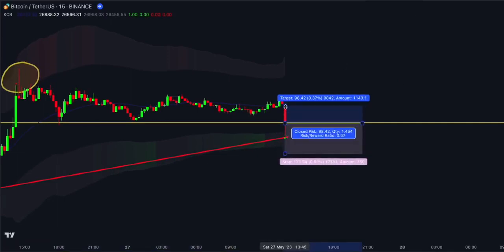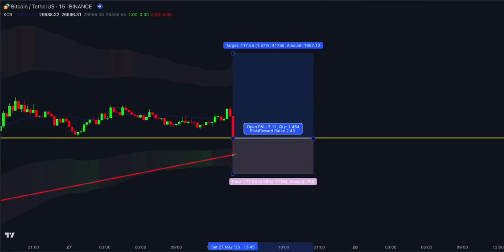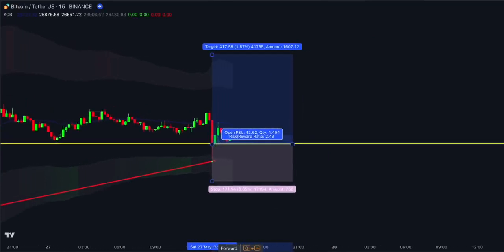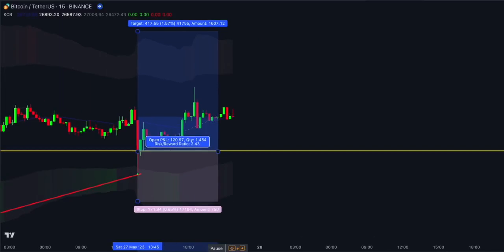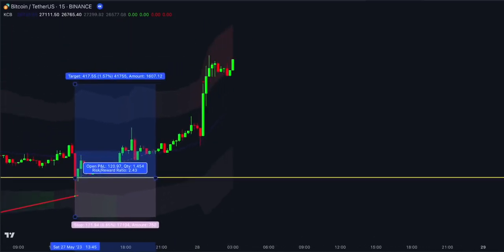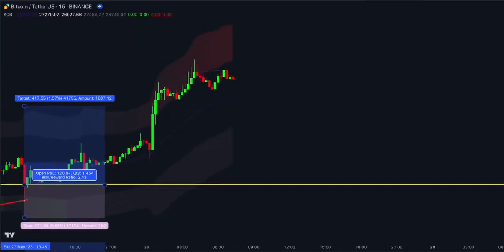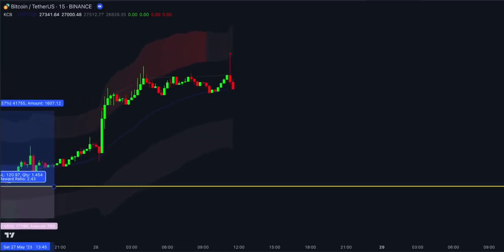A good way to go about money management is to move the stop loss to break even once the price closes above the middle line. Close the position manually once the candle bar breaks above the upper cloud. This way you can catch really big chunks of the trend.